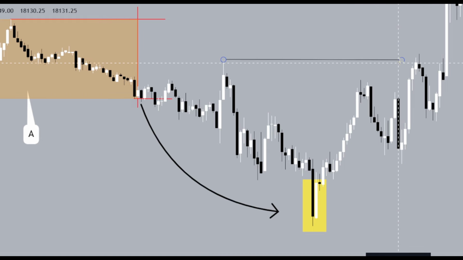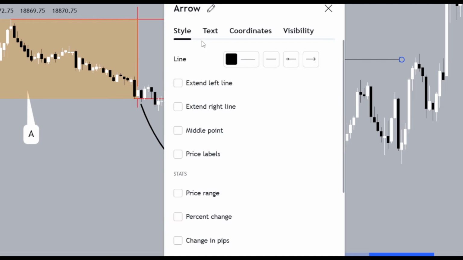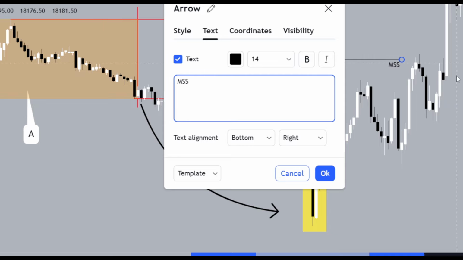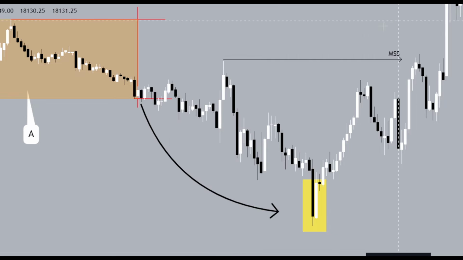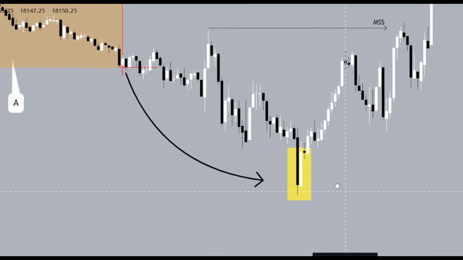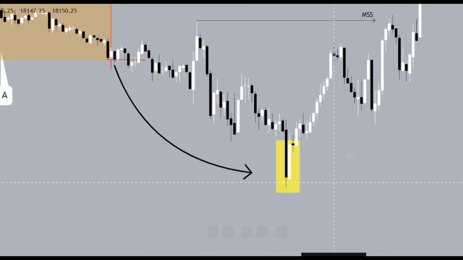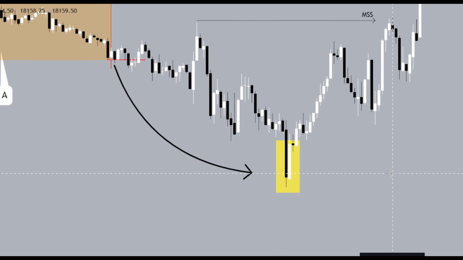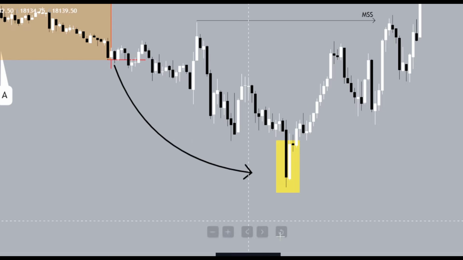Just like this, right? So we've seen a confirmed structural break, or a market structure shift, MSS, as well as a sweep of sell side liquidity. This is what we refer to as the Judas swing, or the ICT Judas swing, or simply the manipulation. Some people refer to it as a turtle soup. So what this move essentially does is it entices early sellers into the market.